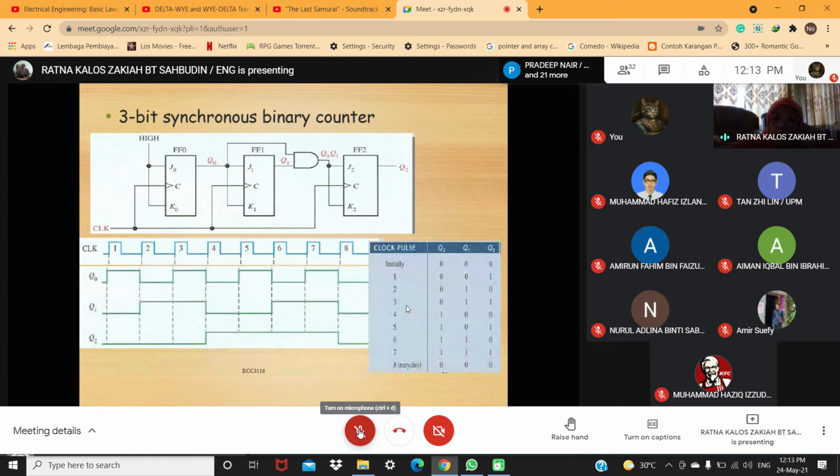Okay, so this is the truth table for the clock just now. The AND gate is used to ensure that flip-flop 2 toggles properly. Because this is not connected to high, it's connected to Q0. So you must look at the Q0 here for the J1 and K1.